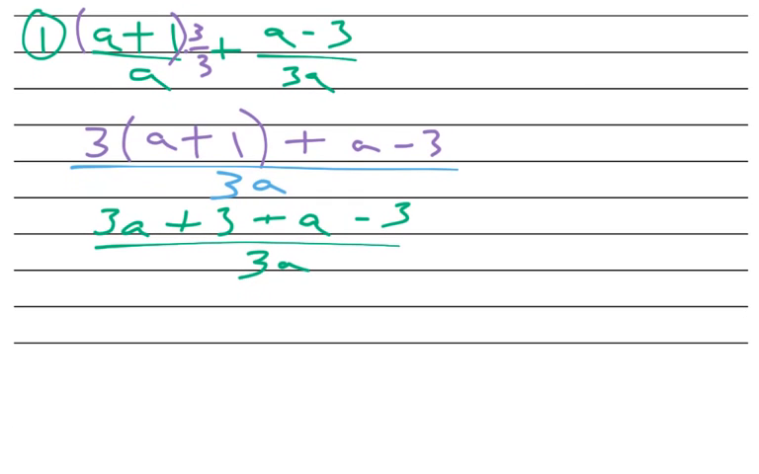Let's see how much room I got here. Then I combine everything I can in the numerator, 4a, and then 3 minus 3 goes away, over 3a. And here's the deal. These a's cancel out, and I only have 4/3 after I do all that work.